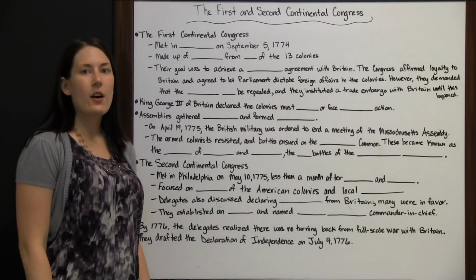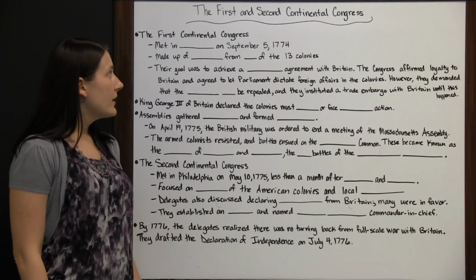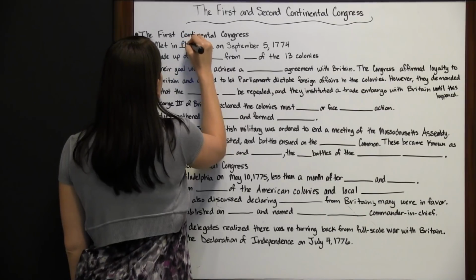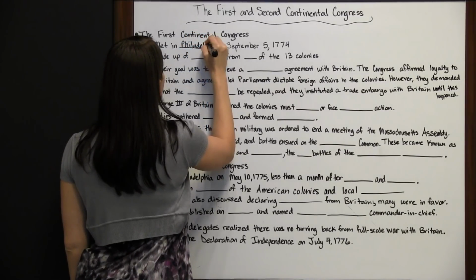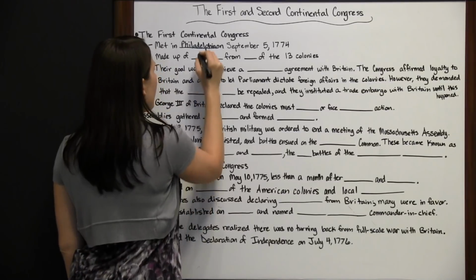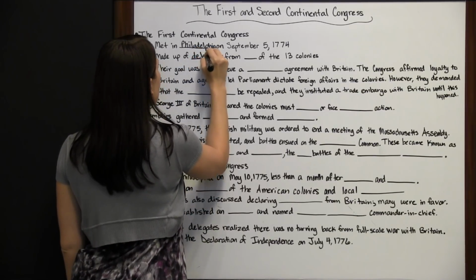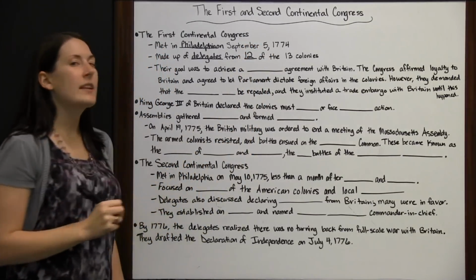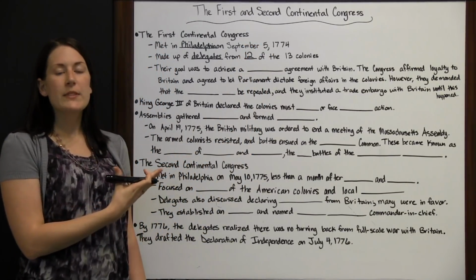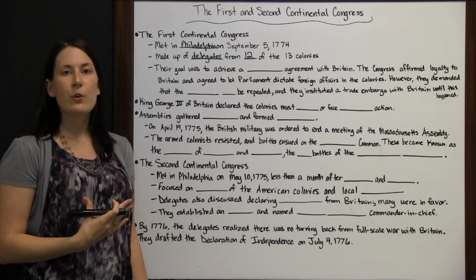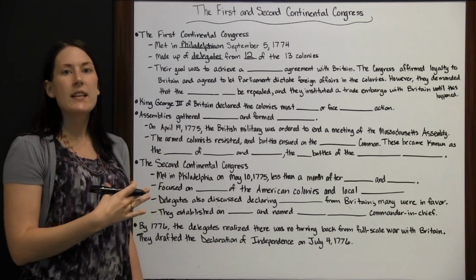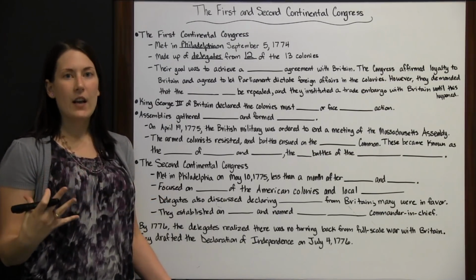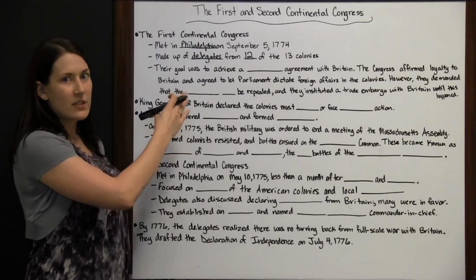The First and Second Continental Congress. The First Continental Congress met in Philadelphia on September 5th, 1774, and it was made up of delegates from 12 of the 13 colonies. So this Continental Congress was called when there was a lot of turmoil between the 13 colonies in North America and Britain, who was supposed to be the country that was in charge of these colonies.